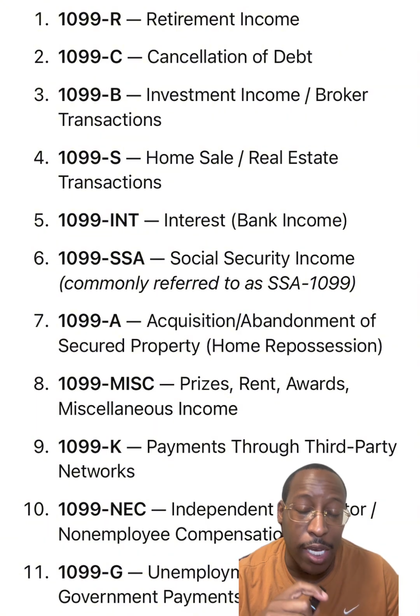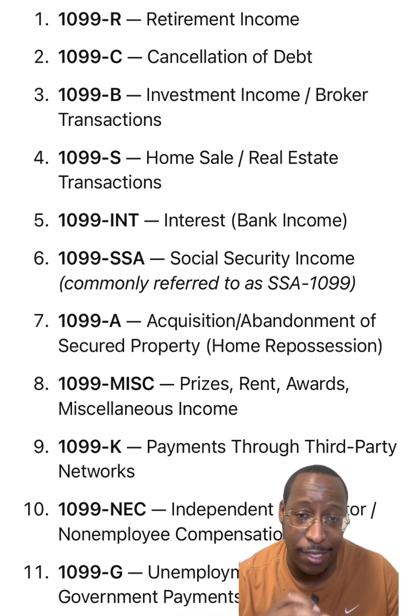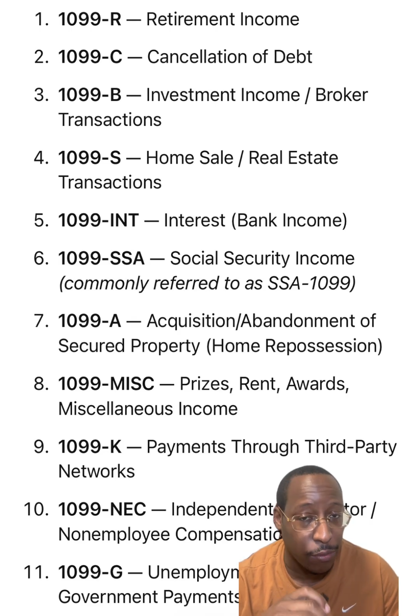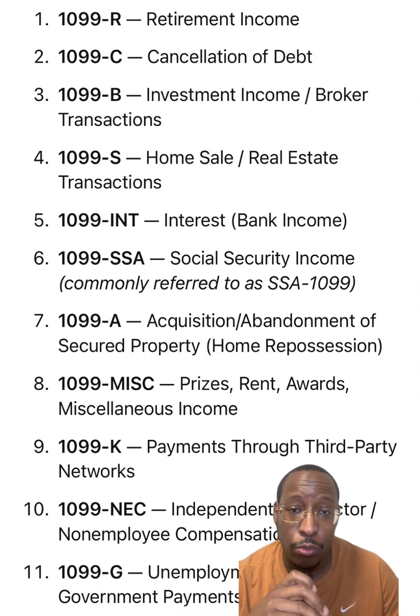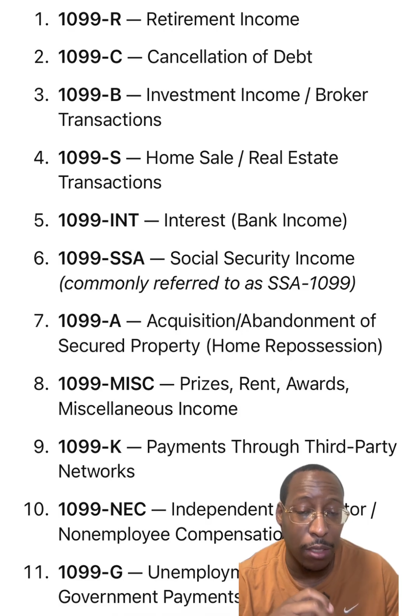The second form, guys, is the 1099-C form. The 1099-C form is a cancellation of debt. So if you owed credit card debt or you had a loan and the bank forgave it or wrote it off, you're going to get this form at the end of the tax year. Now, because this cancellation of debt is actually considered income by the IRS, you may be taxed on this cancellation. So just be aware of that. If you get this 1099-C, you may be taxed on the cancellation of the debt.